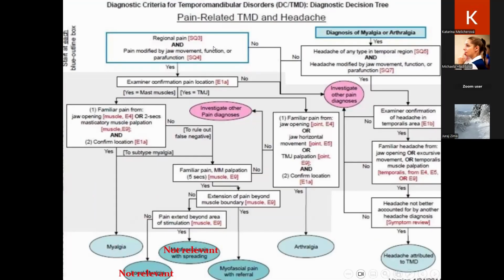You see that logical decision tree that step by step leads us to the specific diagnosis. In the course, we are learning how to utilize this decision tree.